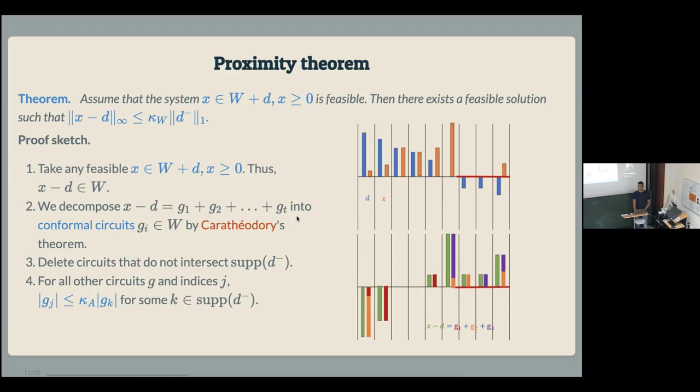Yes, you have to, yes. So indeed, you cannot pick any decomposition. You would like to take the decomposition that is conformal, or sign consistent, and then this argument works out.